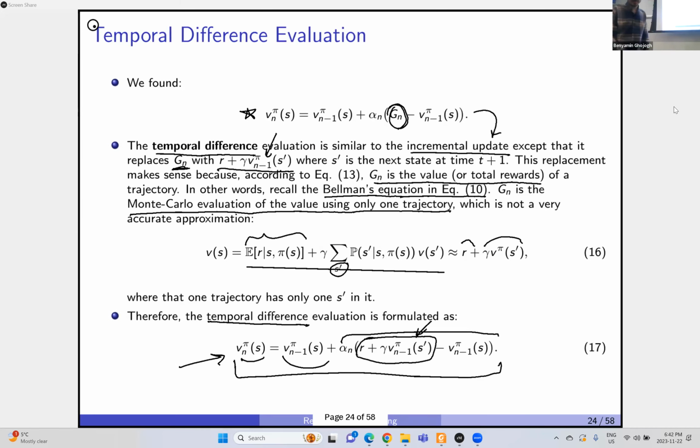Here it is. For value V, this was the incremental update. And then we said, let's replace GN with the Bellman equation approximated by Monte Carlo approximation using only one sample, right? And then we replaced GN with this, and then we called it temporal difference. Okay. Likewise, I'm gonna use this.